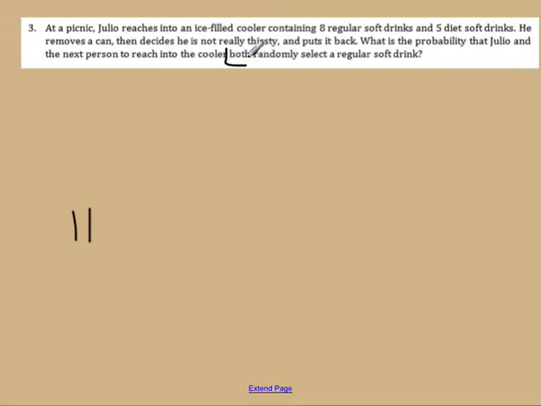So this "both" right here really has the same connotation as that "and" idea. So I'm going to be multiplying. The first person is going to come in and grab a regular soft drink, and the second person is going to come in and grab a regular soft drink. Now these two events don't affect each other because Julio put it back in. So the first time, the probability is 8 regular soft drinks out of 13.